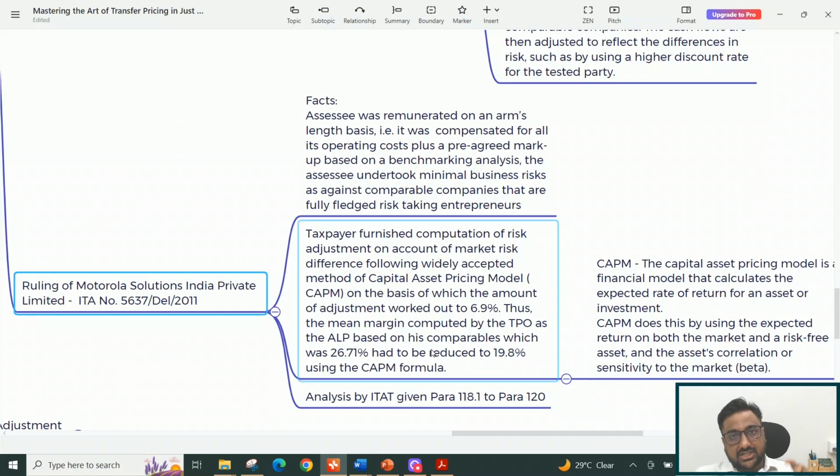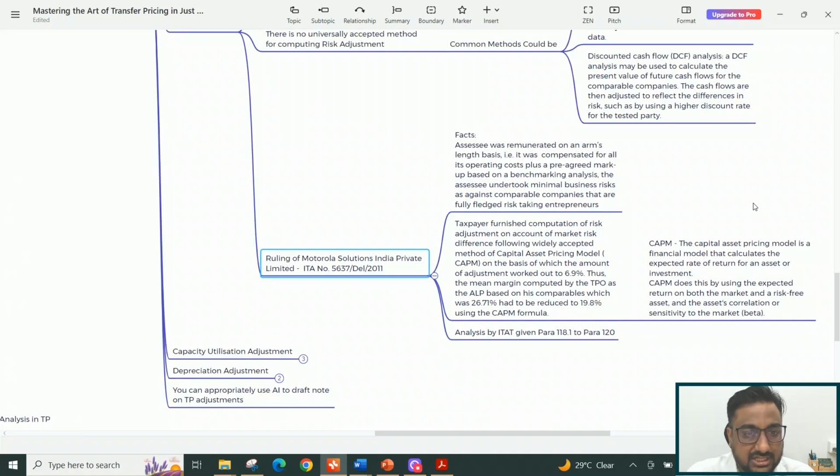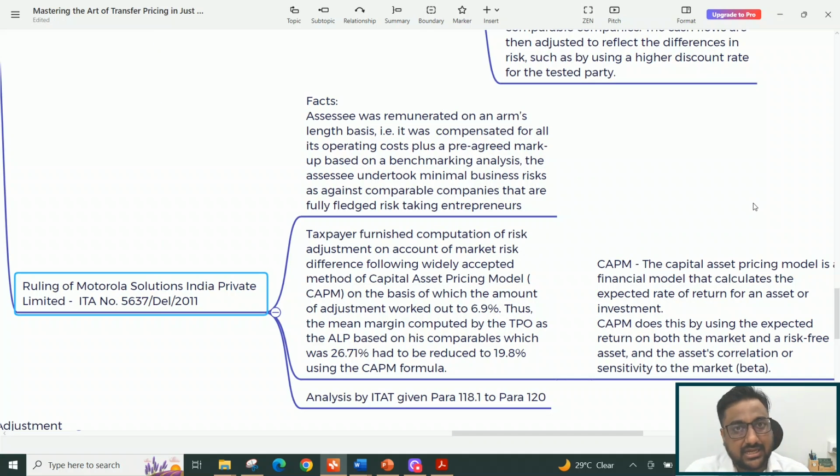Now we come to the judgment of Motorola also. It's an interesting judgment. I'll just read the facts, and you can also check the analysis which the ITAT has given. This is just for reference. There is no computation of risk adjustment given, but I have quoted this judgment because it is a good judgment, and you can read it to understand the transfer pricing aspects which revolve around a transaction undertaken by a captive service provider with its holding entity.